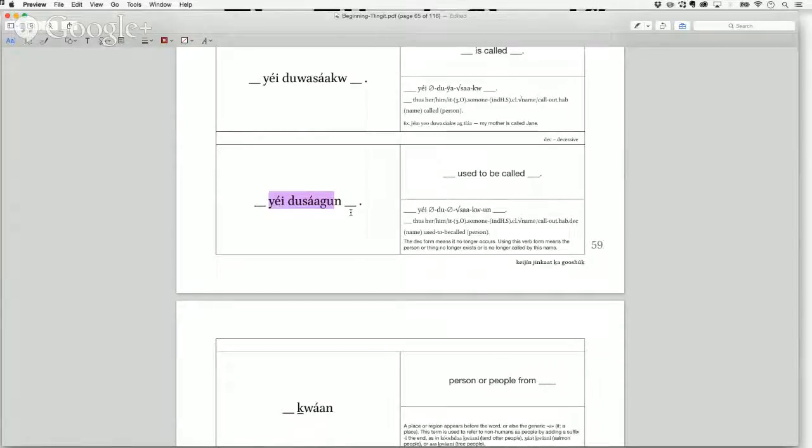Okay, so ye du sagen is what we call a decessive verb. It means it doesn't happen anymore. So you're saying he or she used to be called this. People used to call him or her this, but don't. And in this context, it means you're sort of acknowledging somebody, but you're letting people know that they're not alive anymore. So you're choosing a relative who's deceased and saying the kinship term afterwards.